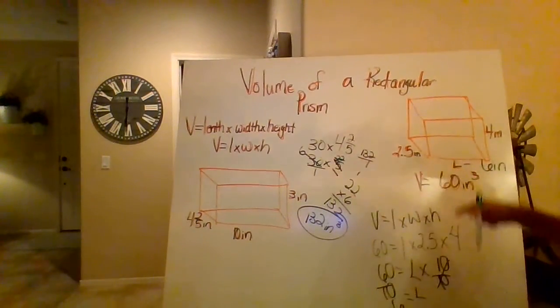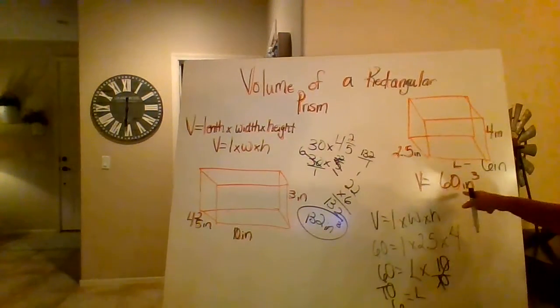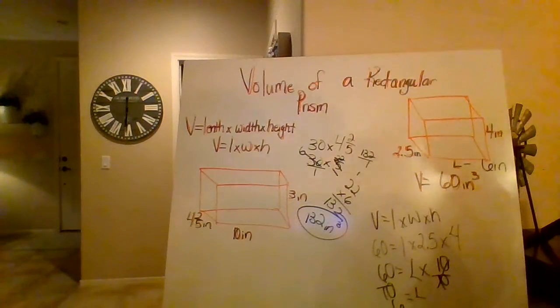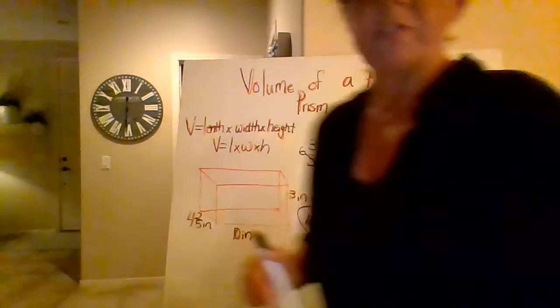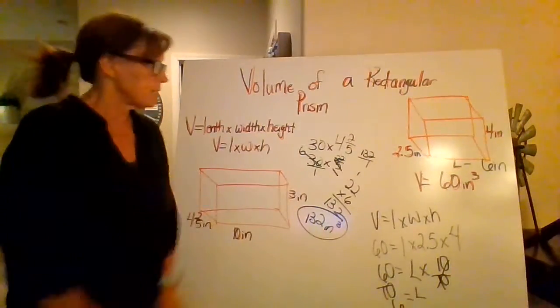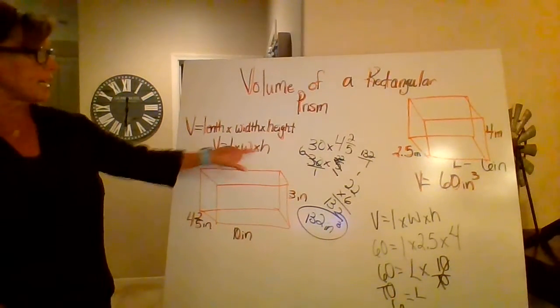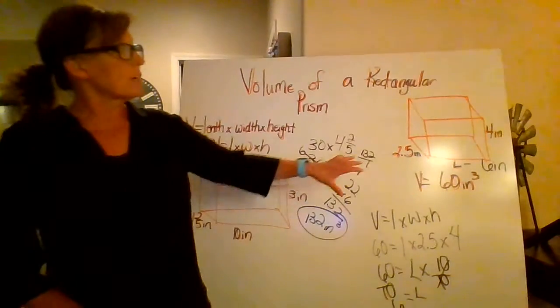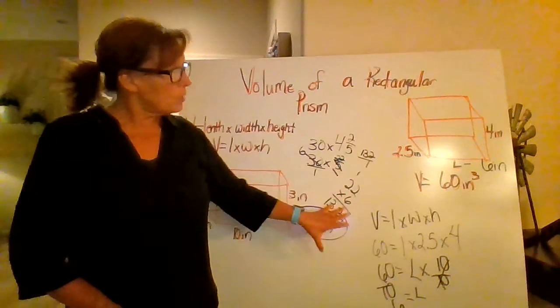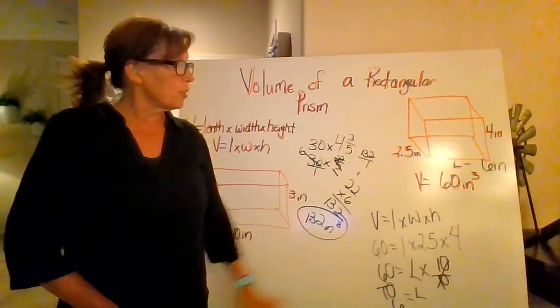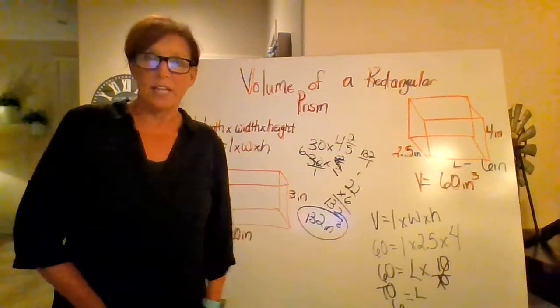This is part of my measurements because I already have my volume, which is 60 inches cubed. Remember, cubed is for volume because it's how much is in it. So remember the formula is length times width times height. And when you are solving for the missing measurement, you fill in what you know, and basically you're going to divide to find the answer at the end.